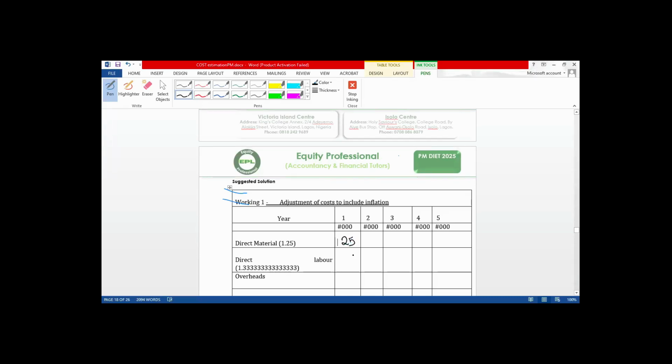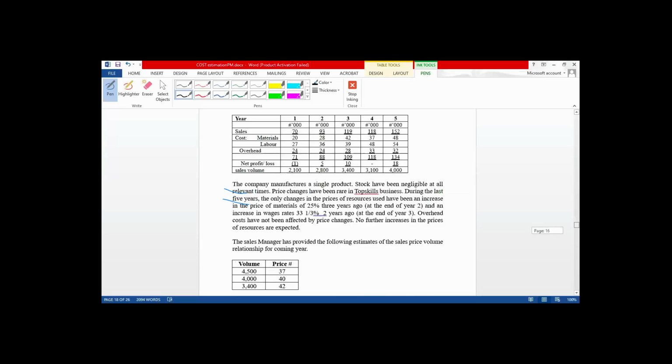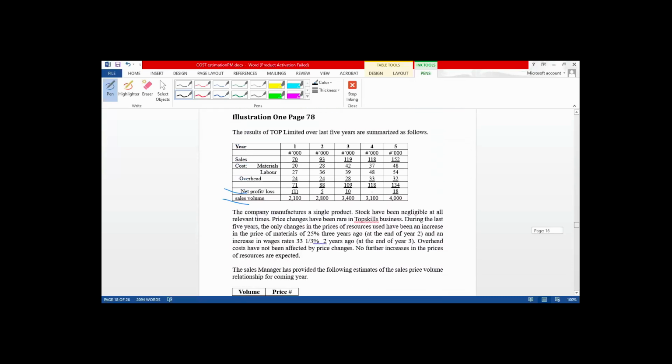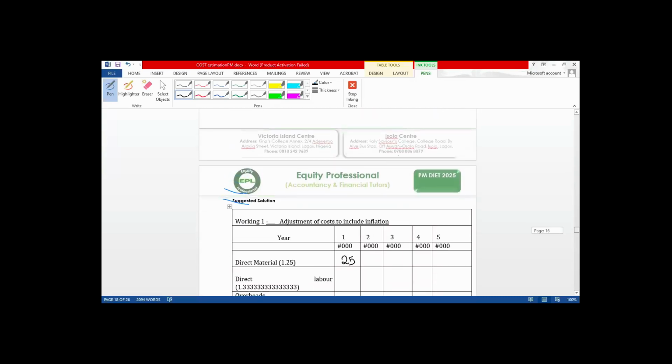Check year 2 for material. What is the material cost? 28. Okay, 28, fine. Increase 28 by 25%. What do you have? 35. Good. Now, let's go to the question.